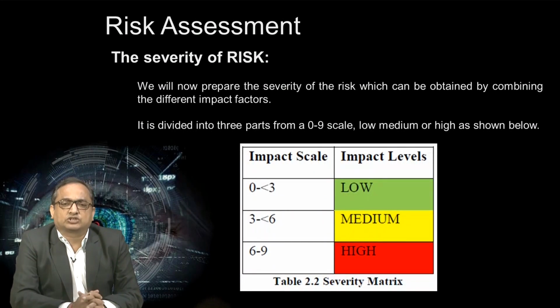Now, let us talk about the severity of the risk. We will now prepare the severity of the risk, which can be obtained by combining the different impact factors. So, it is divided into 3 parts on a 0 to 9 scale: low, medium or high, as shown below. Impact scale 0 to 3, the impact level is low, 3 to 6 the impact level is medium, and 6 to 9 the impact level is very high.